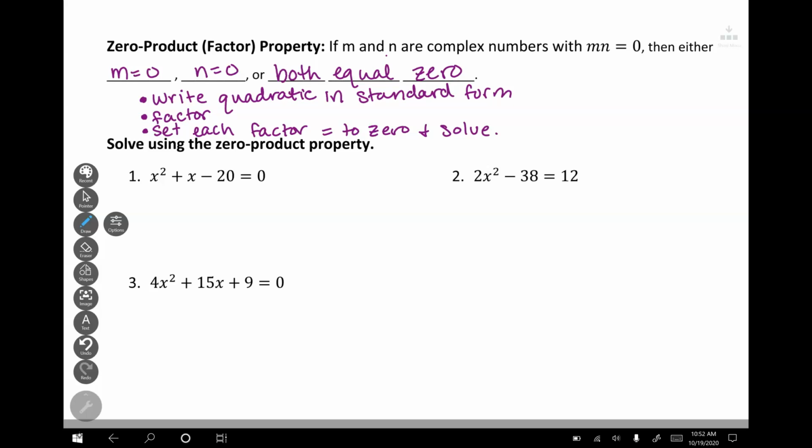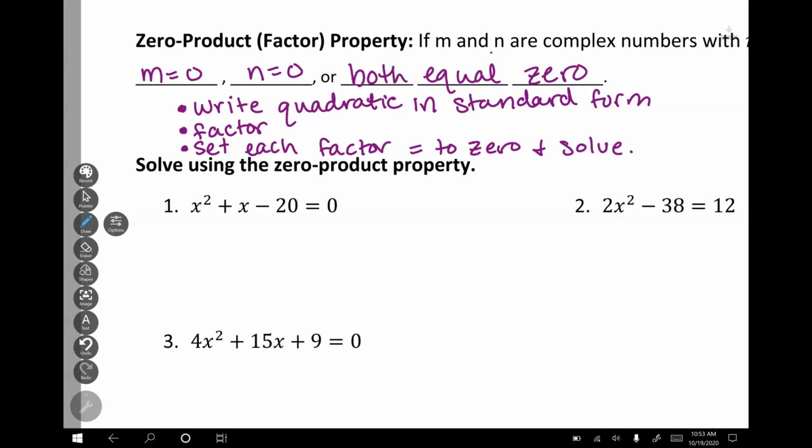I should maybe point out that with quadratic equations, you will always have two solutions. Whereas with linear, you have one solution, with quadratic, you're going to have two. So you'll notice that the degree on the equation, or the degree on the polynomial, does tell you how many solutions you're going to have. All right, so let's try it here.